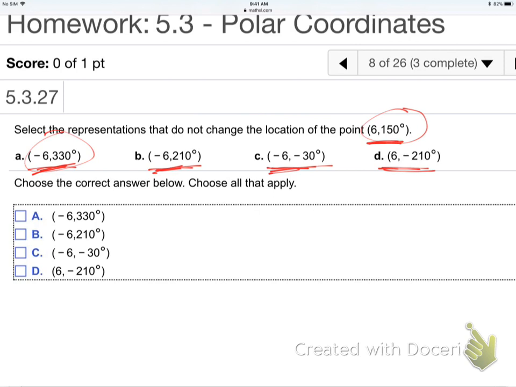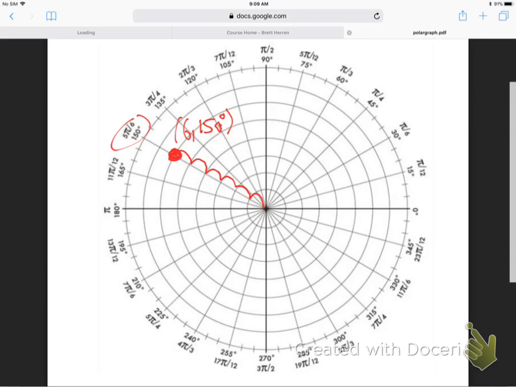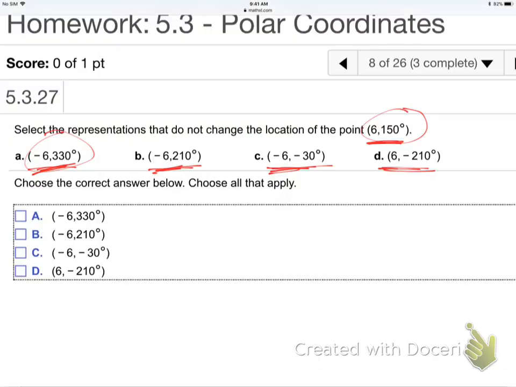-6, 330. So what would that be? 330 is this, and then go -6. Yeah, same thing. -6, 330 is going to be the same thing because 330 is that direction. If you backfire 6, yeah, same dot. Does that make sense how I figured that out? I'm sure you figured it out as well. Point at 330, backfire 6, same dot, same location. So A is the same, so I'll check A.